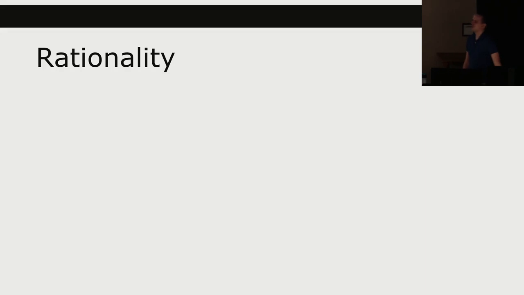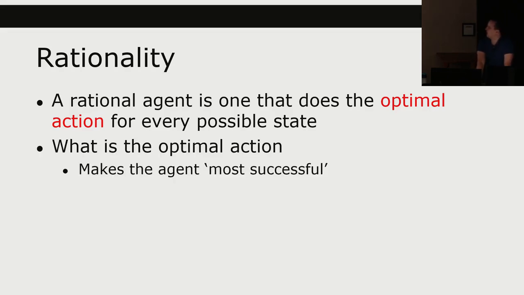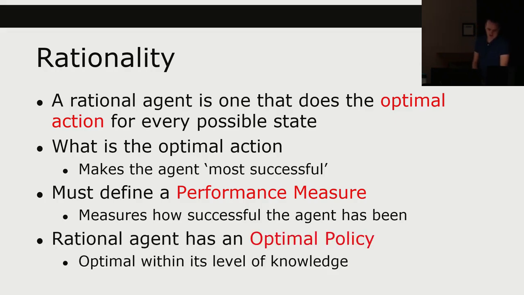Here's another definition. Rationality. Rationality is really interesting. A rational agent is one that does the optimal action for every possible state. However, very importantly, the optimal action is the one that makes the agent most successful. And so what does that mean? Well, we must define some sort of performance measure in order to define success, right? How well am I doing? I don't know. Nobody told me what I'm supposed to be doing. So we need a performance measure. And the rational agent has an optimal policy within its level of knowledge.